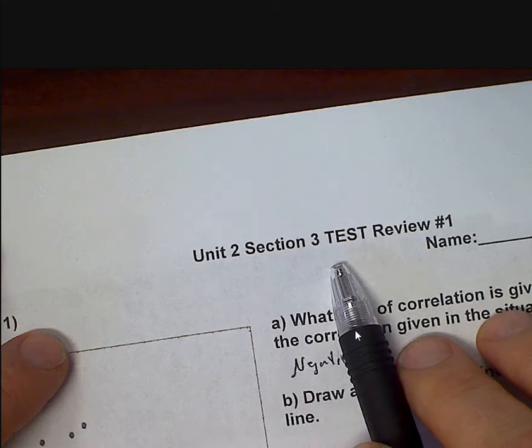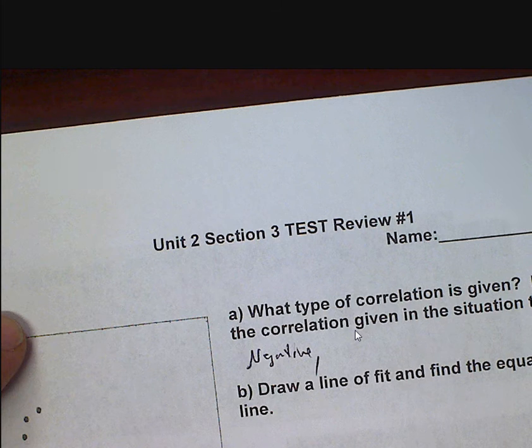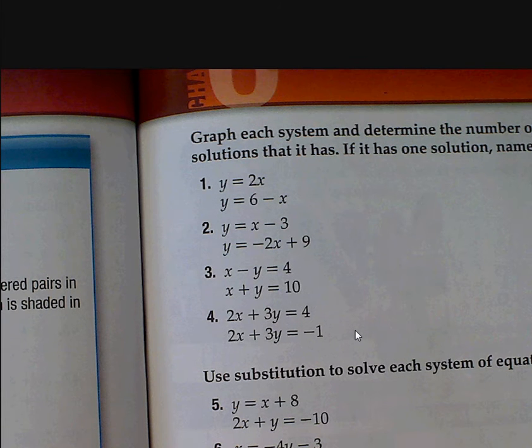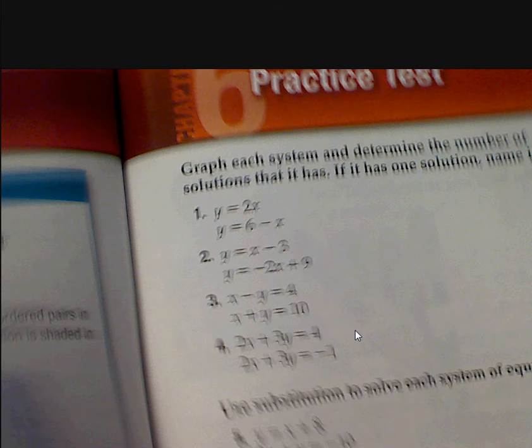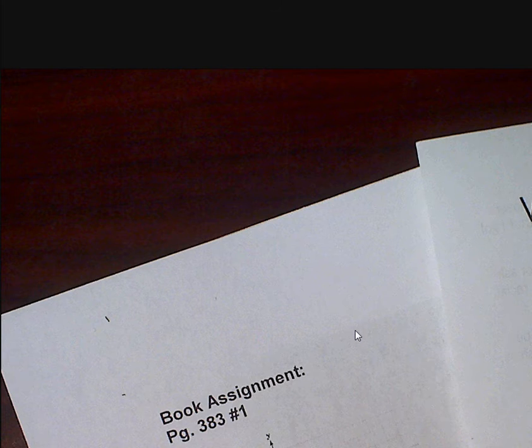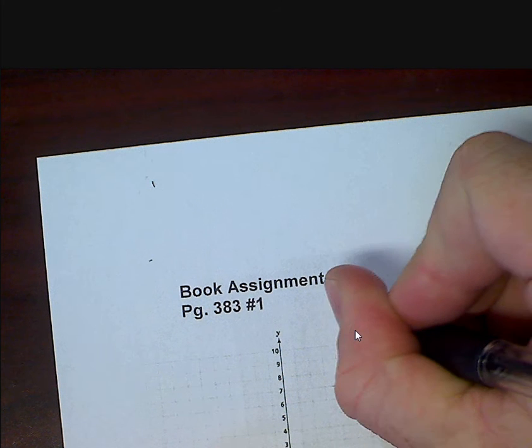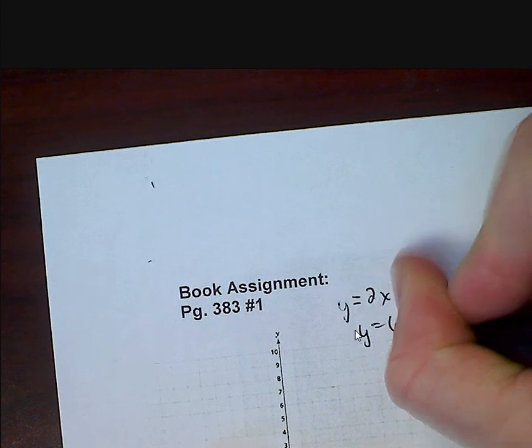All right, we are doing Unit 2, Section 3, Test Review number 1. Page 383, number 1. It says we must graph these two equations. So, I have y equals 2x, and I have y equals 6 minus x.